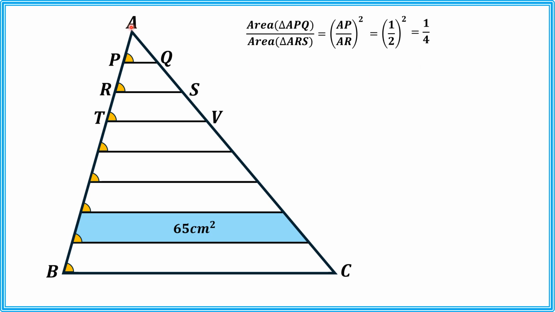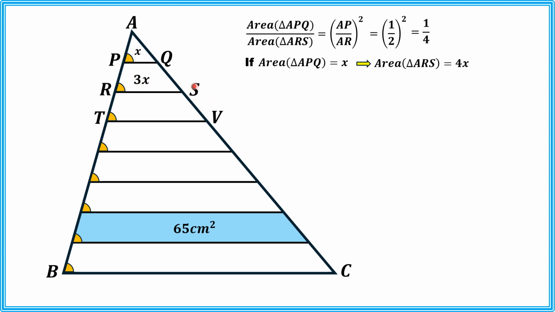Let us call the area of this smaller triangle APQ as x, then the area of ARS will be 4x. Now since this whole area is 4x and this area is x, it means this area is 3x.